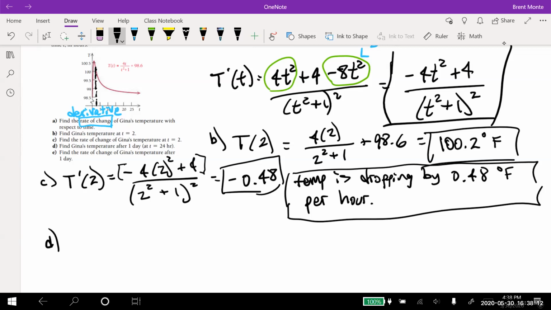Now we say, well, let's look at the end of one day. So we're going at 24 hours. Well, notice her temperature is going to be a lot lower, but it's going down a lot slower because it's not as steep. So D says, what's her temperature after day 1? Well, that's her temperature after 24 hours. So I go back again to the original function and I go 4 times 24 divided by 24 squared plus 1 and then plus 98.6.